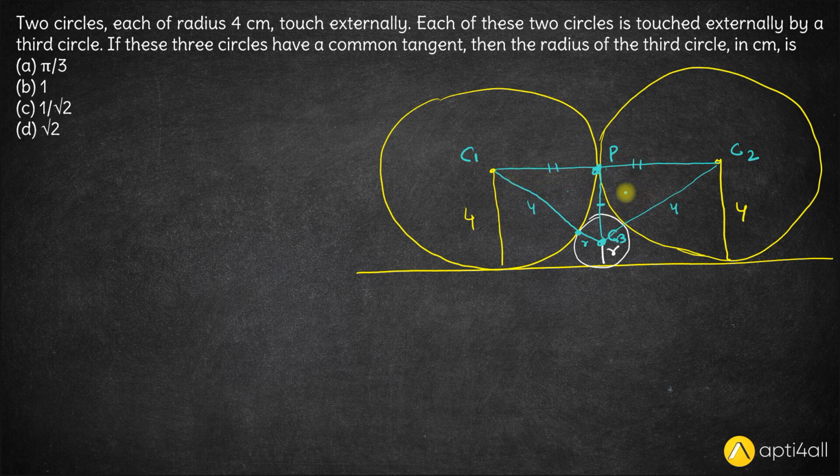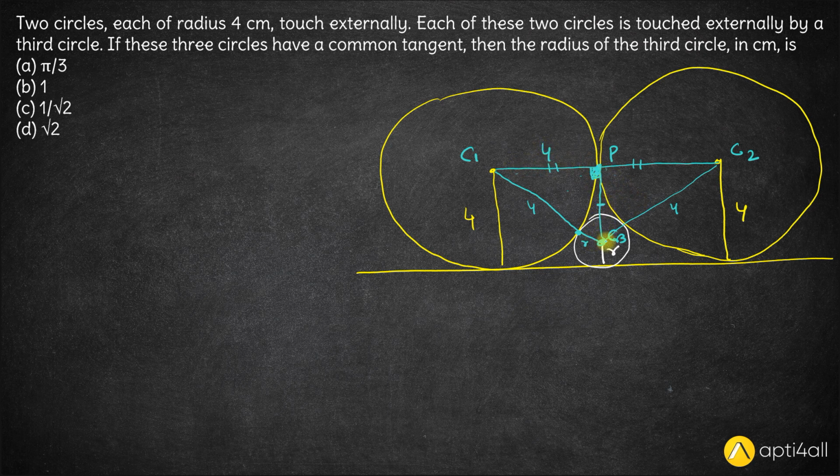So these two triangles are congruent, and since C1, C2 is a straight line and these two triangles are congruent, these two angles will be equal. The corresponding angle of this here will be this angle here. Since these are corresponding angles, both will be equal and they will be equal to 90 degrees. So C1PC3 is a right angle triangle where this side is 4.